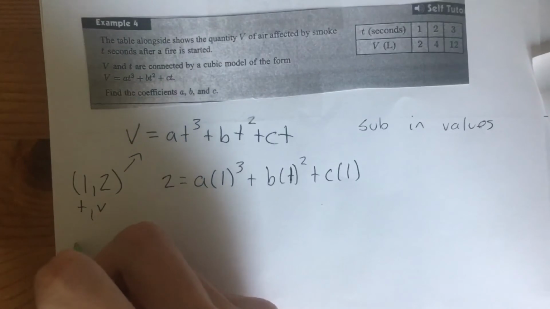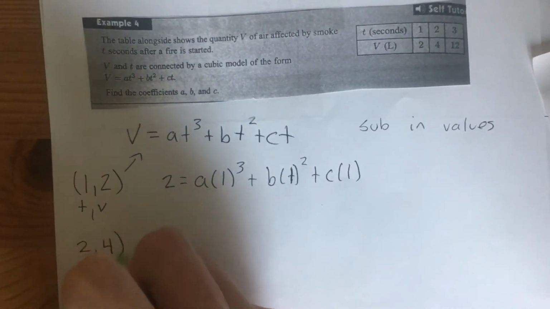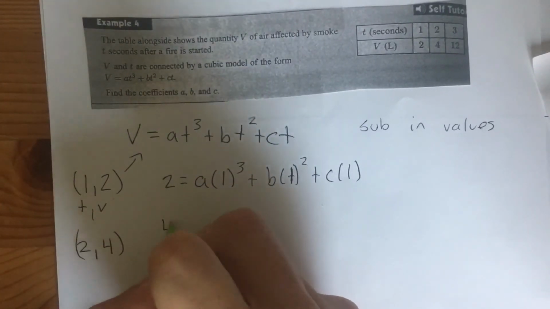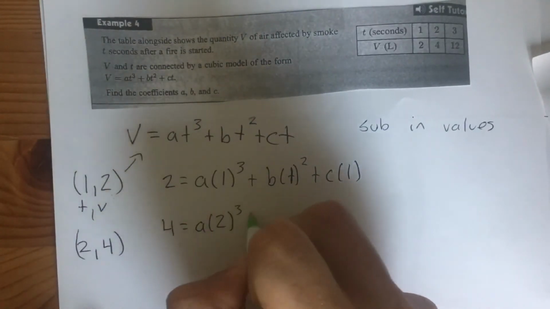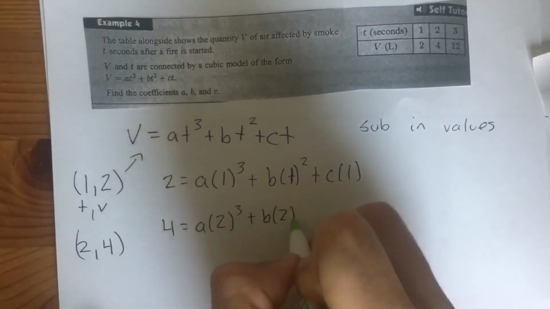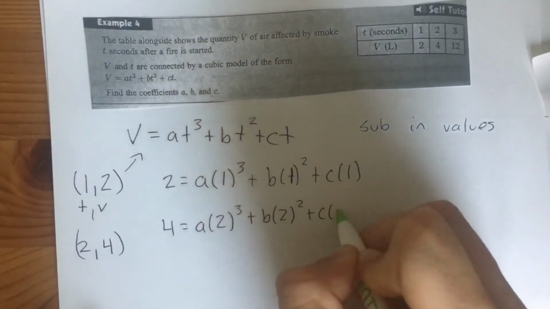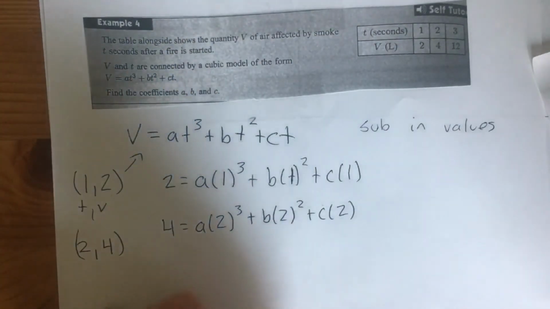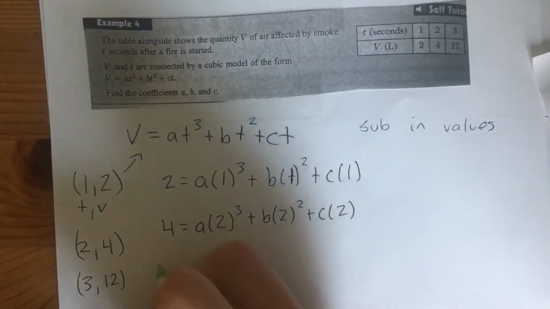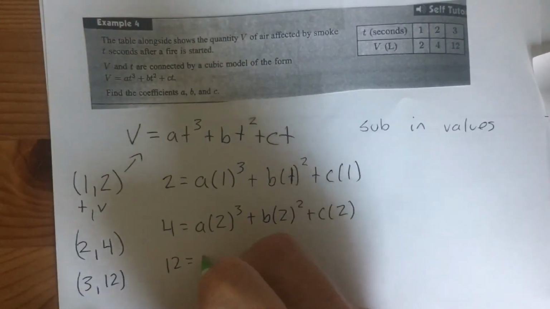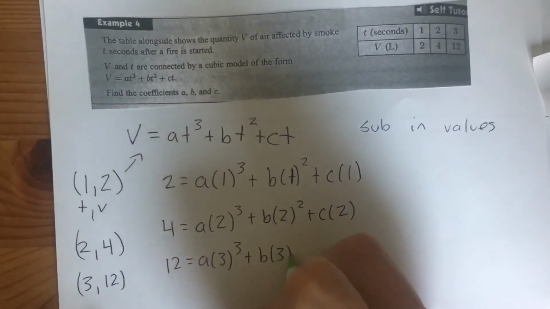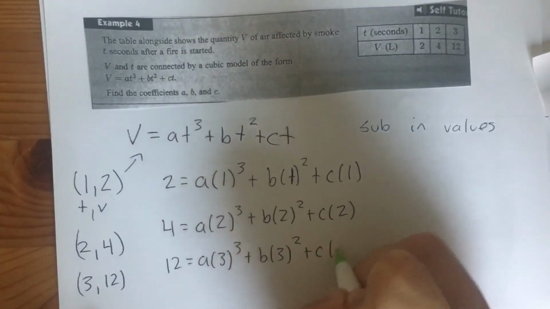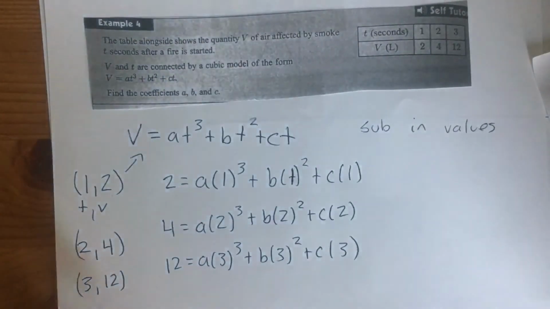Next coordinate we're going to use is 2, 4. That's our other data point. So we're going to say 4 equals A times 2 cubed plus B times 2 squared plus C times 2. And the last coordinate we're going to use is 3, 12. We're going to say 12 equals A times 3 cubed plus B times 3 squared plus C times 3.